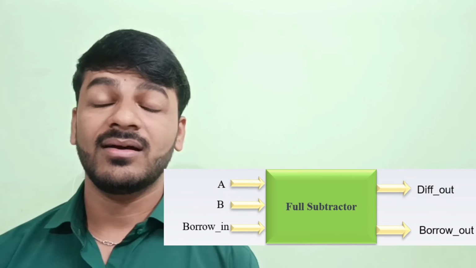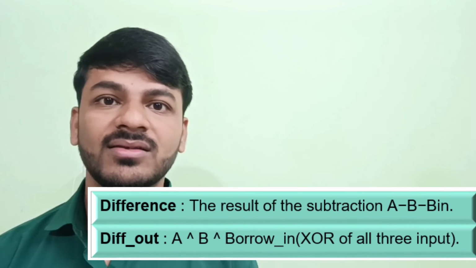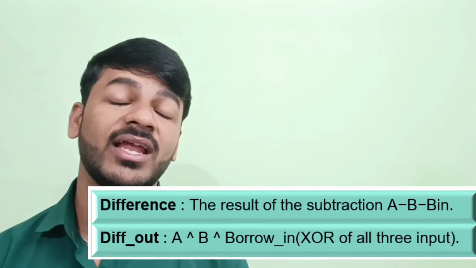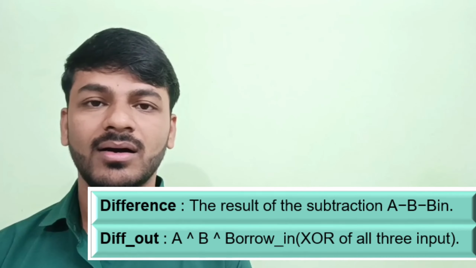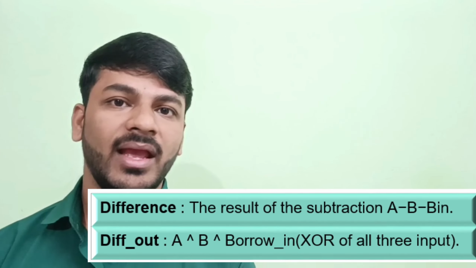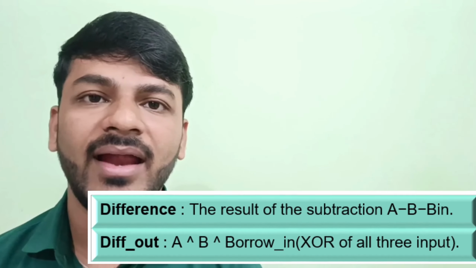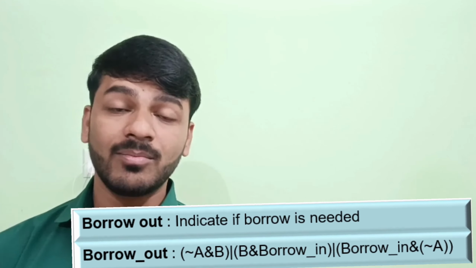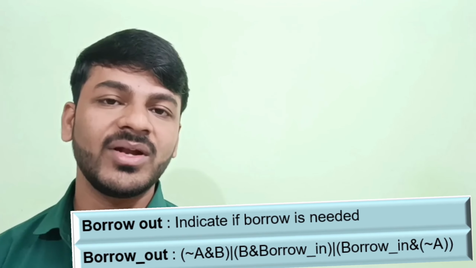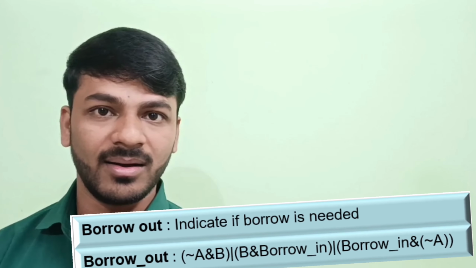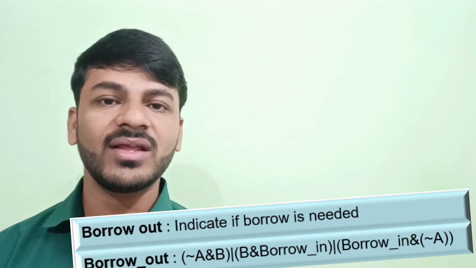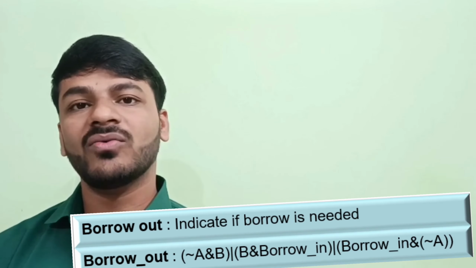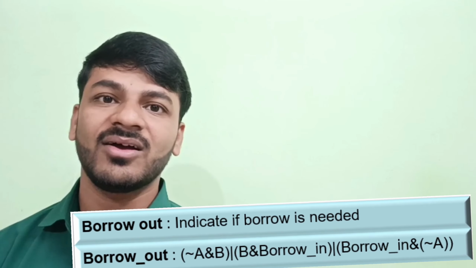And we know that difference out is used to store the result of subtraction, and it is always computed by using an XOR gate. That means difference out is equal to A XOR B XOR borrow in. Borrow out is used to store the borrow result, and it is computed by using an AND gate between B and not of A, OR with B and borrow in, OR with borrow in and not of A.